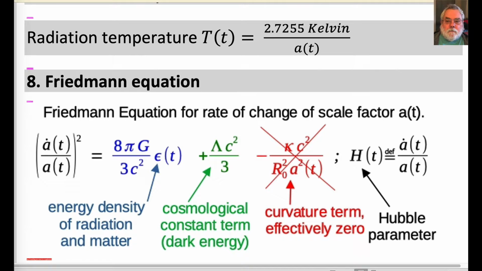Section 8, the Friedmann equation. We want to know the universal expansion scale factor, A of t, at all times. Finding A of t requires solving two differential equations, partly analytically and partly numerically. This is Alexander Friedmann's 1922 first equation for finding A dot, the time rate of change of the scale factor, if we know all these other factors in this equation.